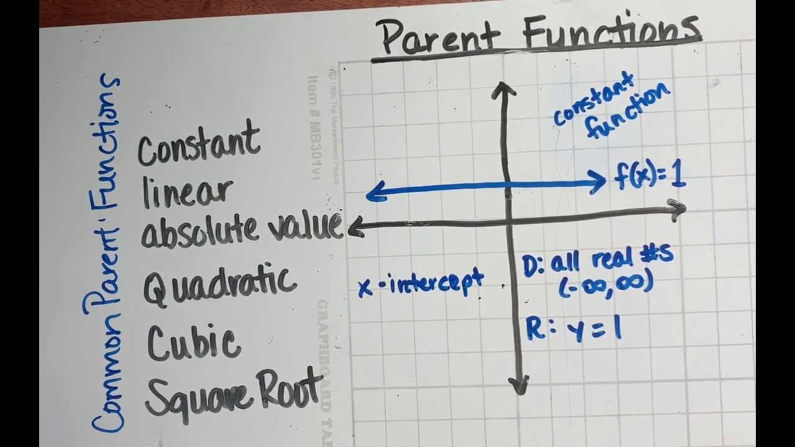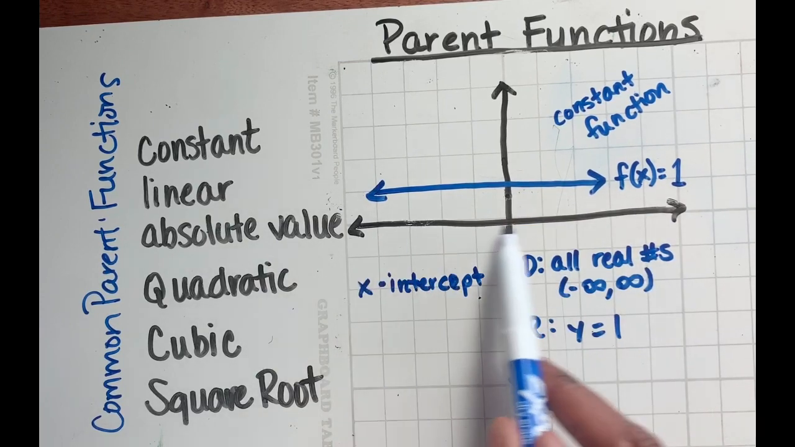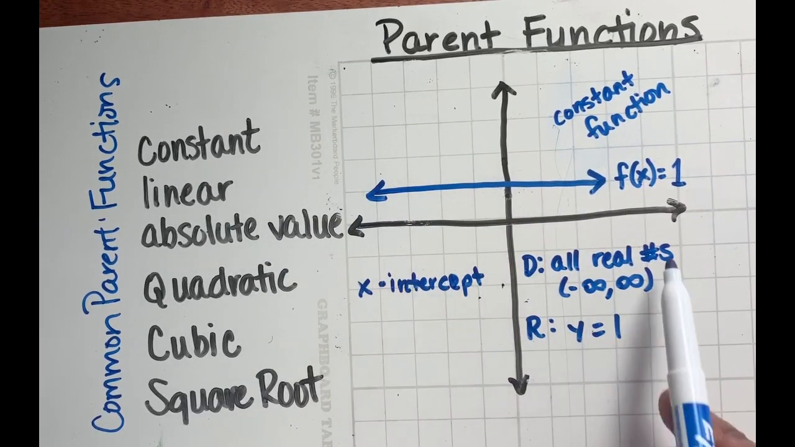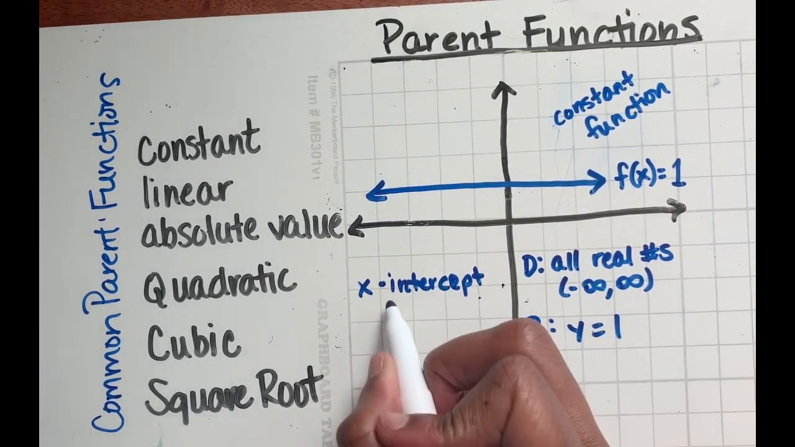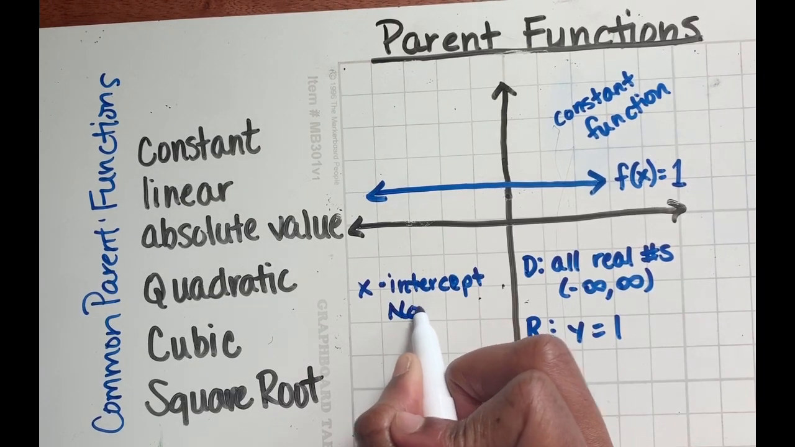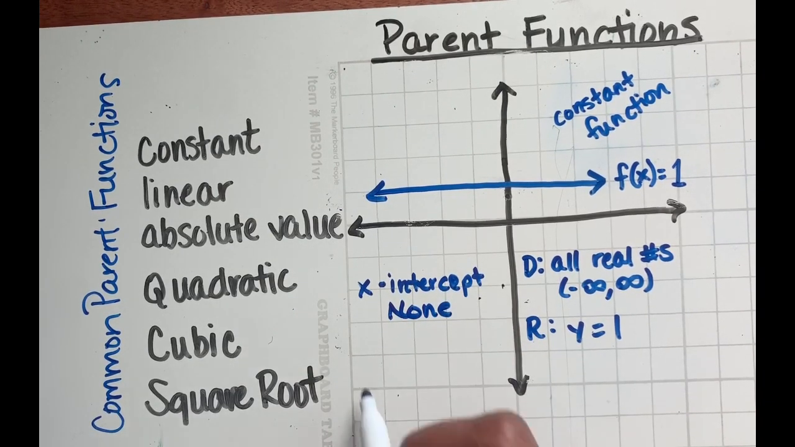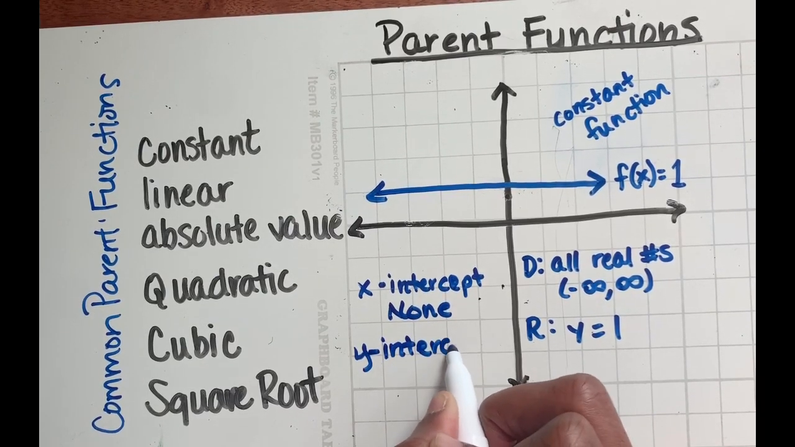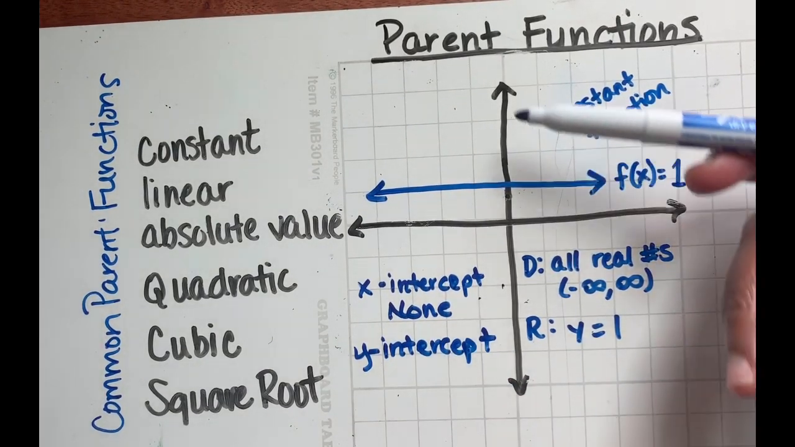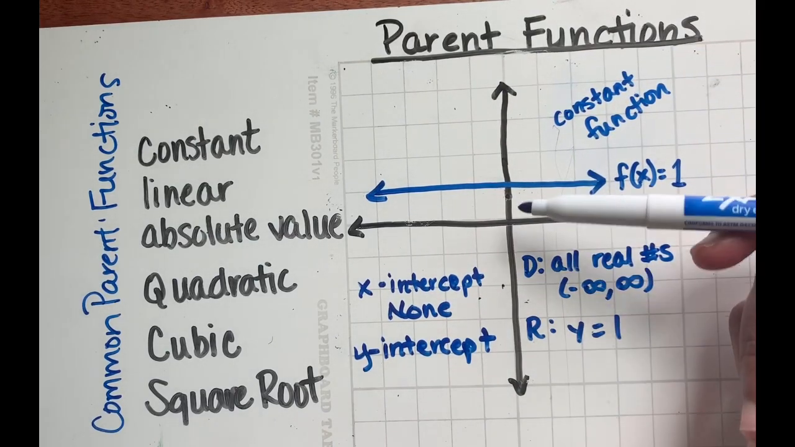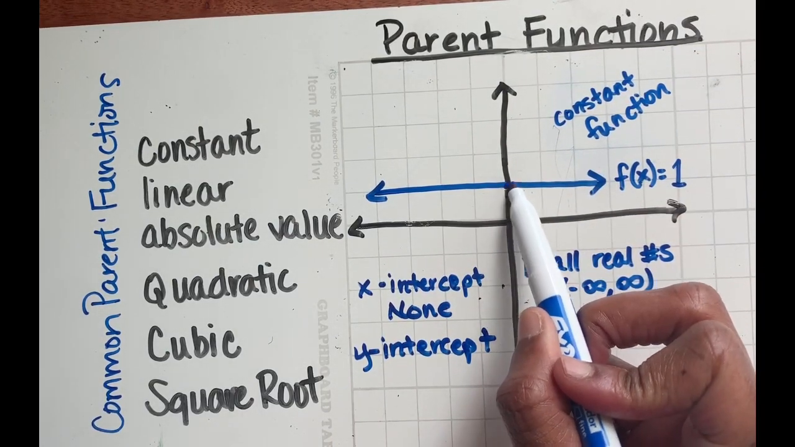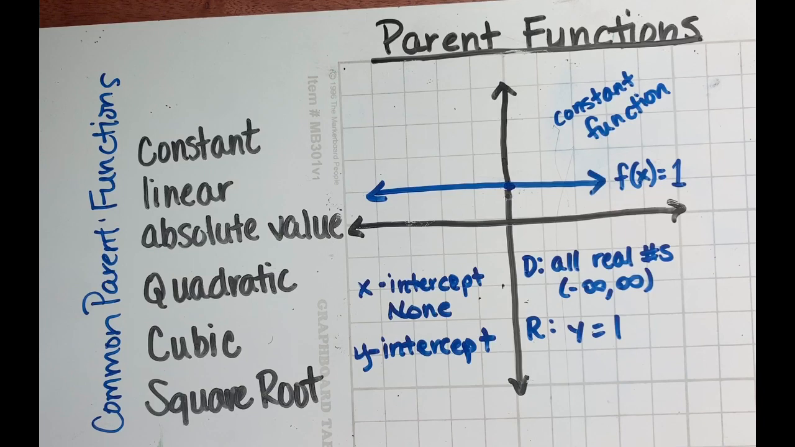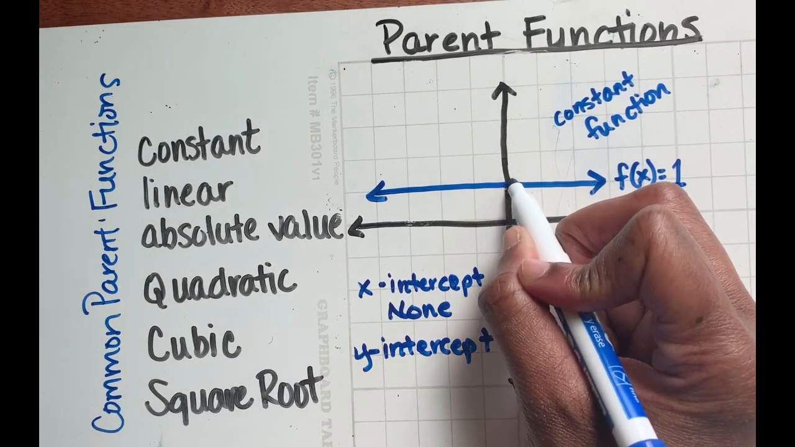So if I'm looking at the x-intercept, where does this graph touch the x-axis? Well, it doesn't. It's parallel to the x-axis. It never touches it, so there are no x-intercepts. So we have none. Now, what about the y-intercept? Where does this graph touch the y-axis? It touches it right here. So your y-intercept is right here at this point.